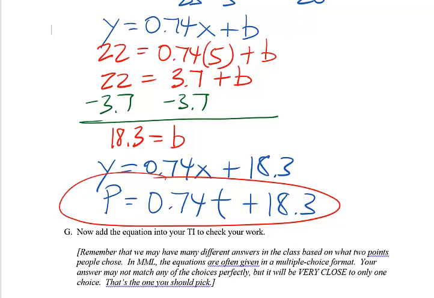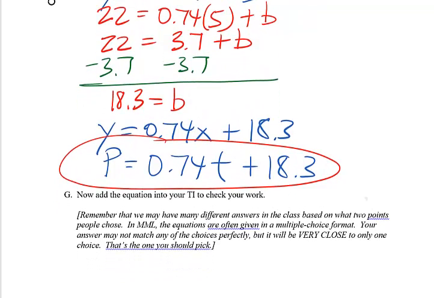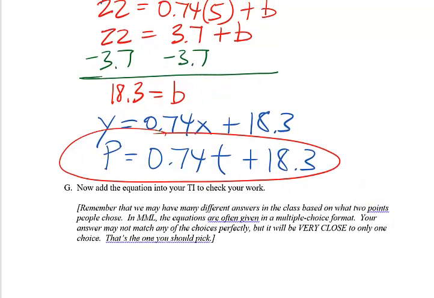Letter G goes on to say, let's go back to the calculator and add this in so we can check ourselves. We'll do that. I did want to point out this note that's written here at the bottom. This will be important for you when you do your homework.